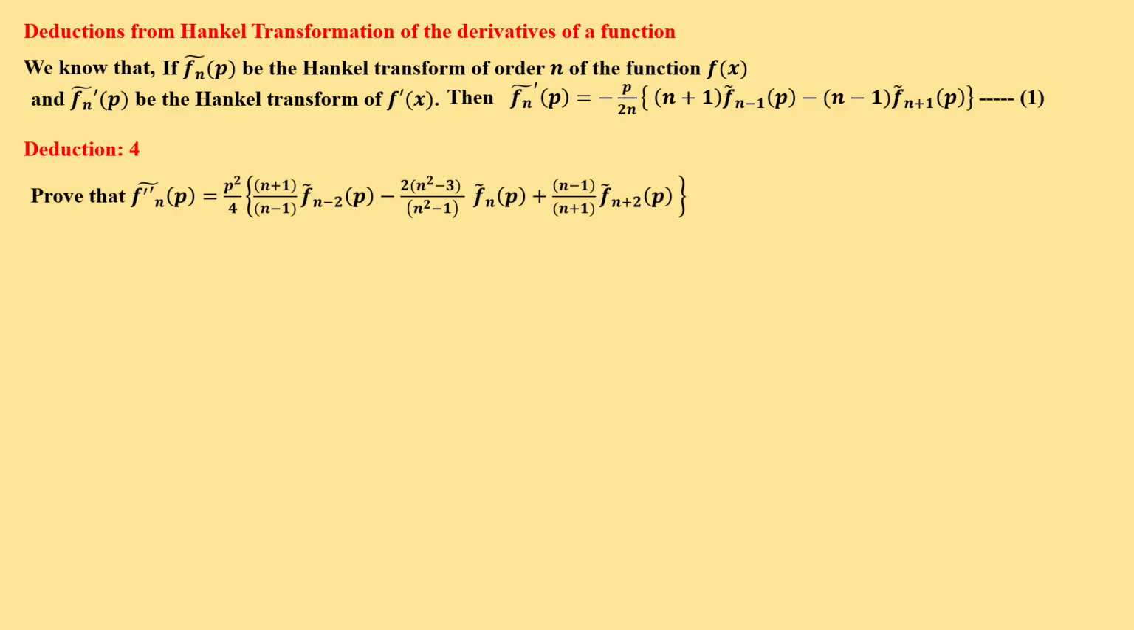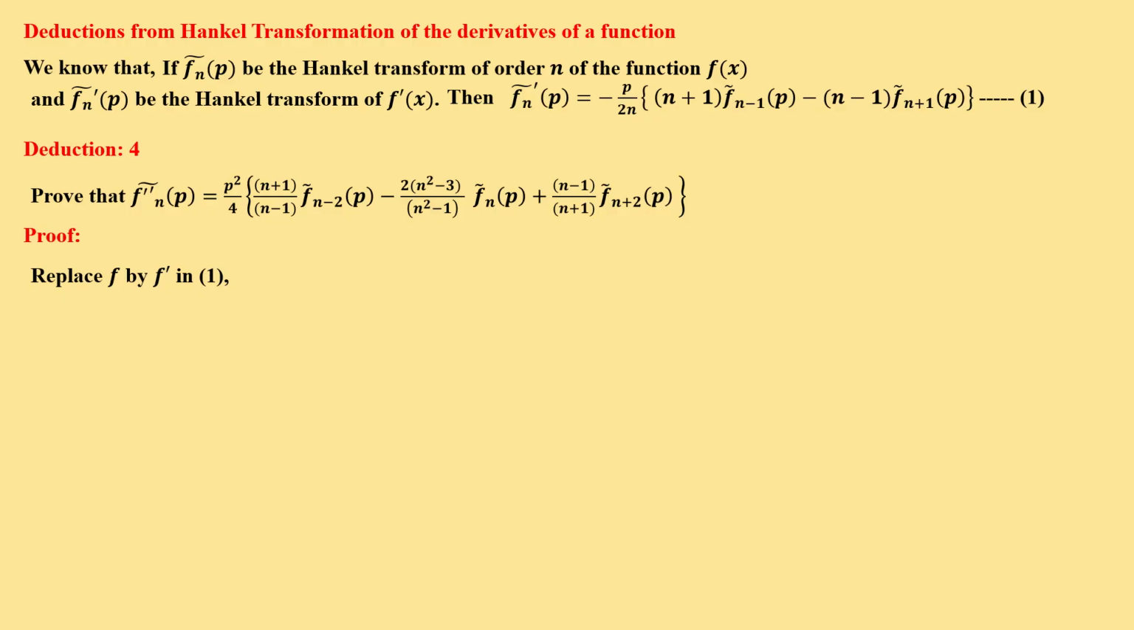So next deduction, prove that f double dash_n bar of p is equal to p squared by 4, [(n plus 1) by (n minus 1)] f_(n minus 2) bar of p minus [2(n square minus 3) by (n square minus 1)] f_n bar of p plus [(n minus 1) by (n plus 1)] f_(n plus 2) bar of p.